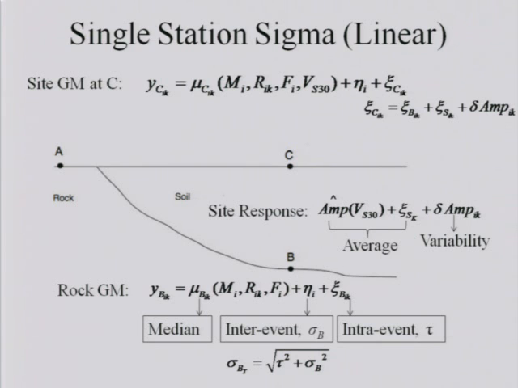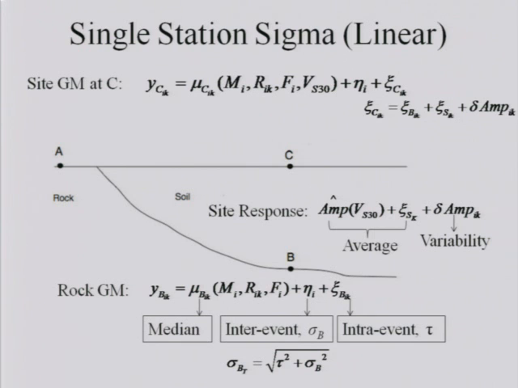Now, why are we doing all this? The reason is to try to keep track of what these pieces are and make sure we're not double counting. Who owns these? Who owns the variability of the site response here? Who owns the average site response term? Does it go in that rock ground motion model?